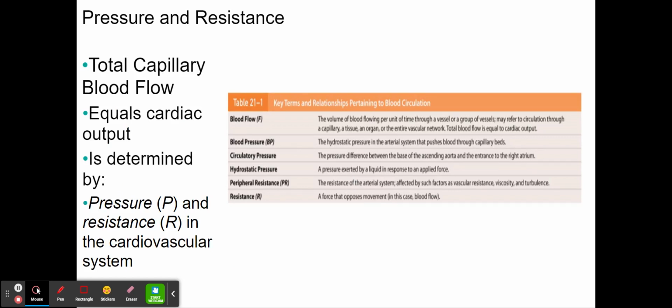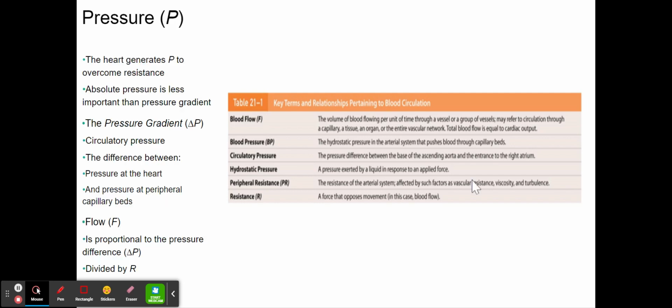So the purpose of cardiovascular regulation is the maintenance of adequate blood flow through the capillaries and peripheral tissues and organs. Under normal circumstances, blood flow is equal to cardiac output. When cardiac output goes up, so does the blood flow through the capillary beds, and when cardiac output declines, capillary blood flow is reduced. Capillary blood flow is determined by the interplay between pressure and resistance in the cardiovascular network.